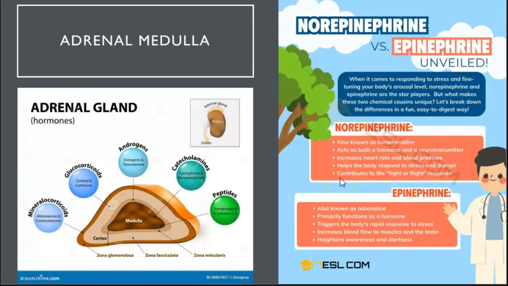It is increasing the heart rate and blood pressure, helps the body respond to stress and danger, contributes to that fight or flight response. Your epinephrine is also called adrenaline. It is the primary hormone in your fight or flight response. So it increases blood flow to the muscle. Some vessels are going to be vasoconstricted, so organs get perfused appropriately, and others vasodilated, with some organs being really alert and aware of what's happening.